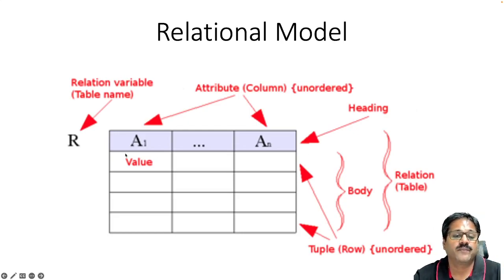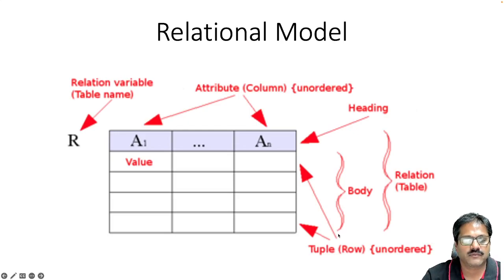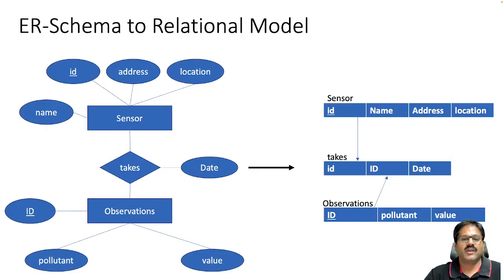So that is the table. A table has a table name or the relation name. A table has attributes, unordered attributes. The first row of a table is called the heading. The remaining rows are called the body. Body of a table.